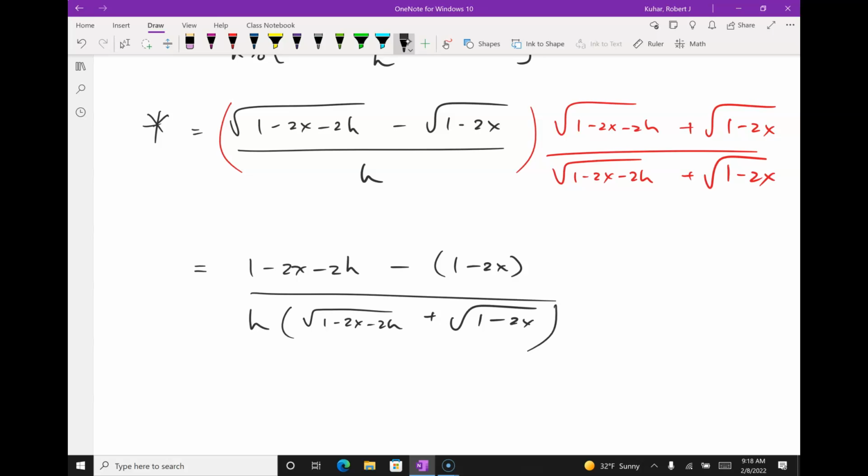Can I plug in h as 0 yet? No. This is not my replacement function. If I plug in 0 here, I get a 0 downstairs, and I get a 0 here, and then everything else just cancels. So if there's any place to take a little bit of a shortcut, it's right here. I can see the ones are going to cancel, and the 2x is going to cancel.